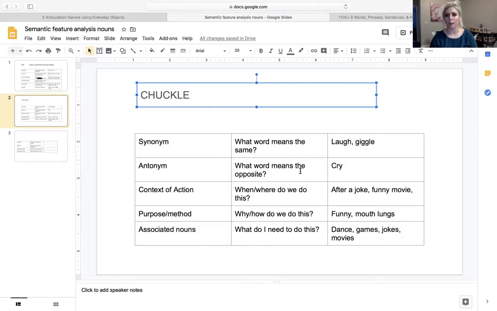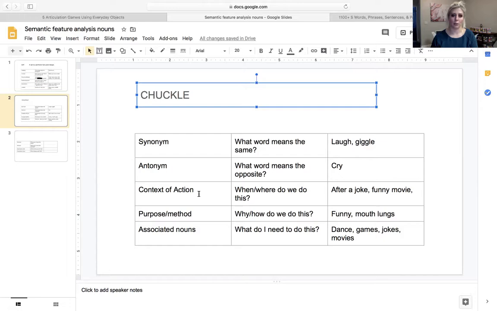I find my younger kids, well, actually all ages, typically have a hard time with antonyms. What's the opposite of laughing? So you might need a lot of examples. When I'm happy and something's funny, I laugh, I chuckle, I giggle. If I'm sad and something makes me sad, what might I do? I might cry.